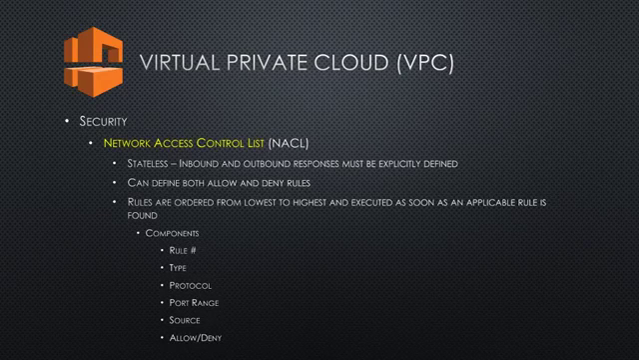Security. There are two ways in which we control security in a VPC. These are NACLs, Network Access Control Lists, and security groups. Make sure you know the difference on these. These are very important. A network ACL is stateless, which means inbound and outbound traffic must be explicitly defined. You can define both allow and deny rules, and rules are ordered from lowest to highest and executed as soon as an applicable rule is found.